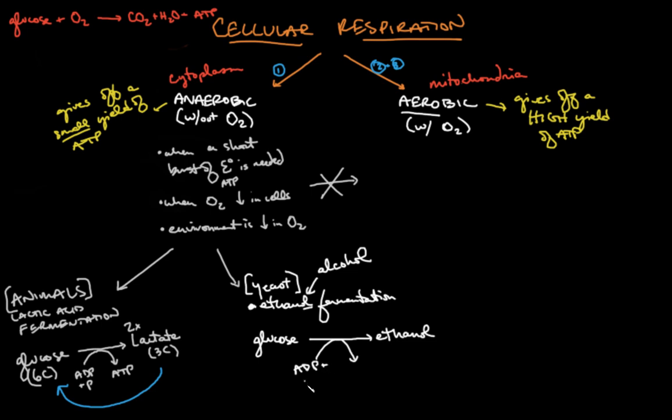ADP plus P is converted into ATP, but this 6-carbon molecule gets converted into 2 ethanols. And ethanol, I said, is a 2-carbon alcohol. So we're missing 2 carbons, so it actually produces 2 CO2 molecules. These CO2 molecules are gas, so they leave the environment, and we're really left with just this 2-carbon molecule.